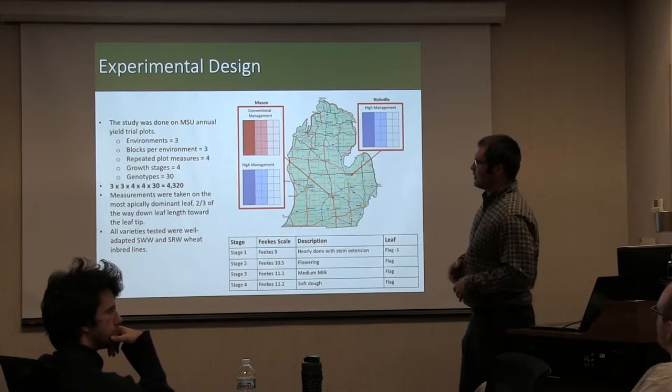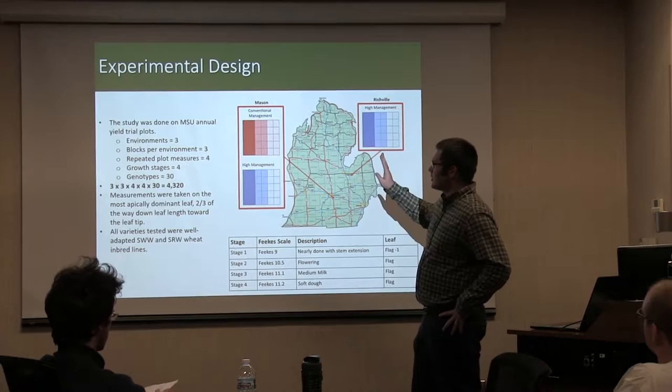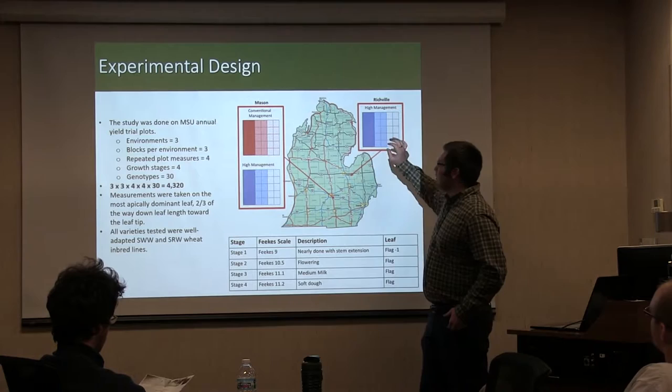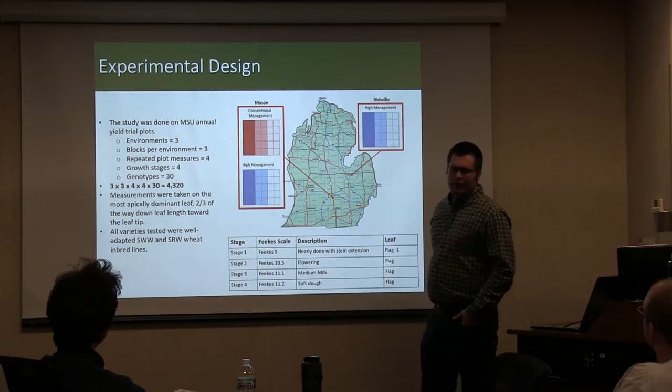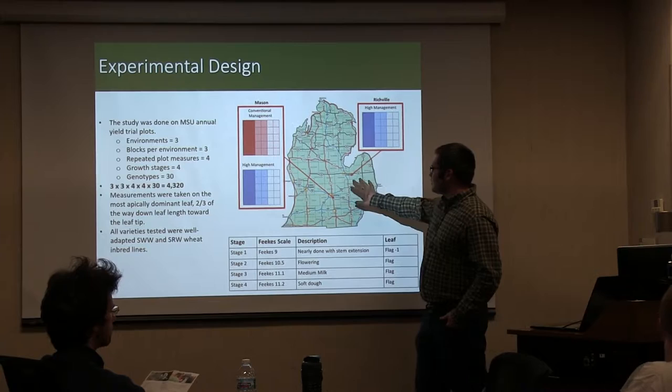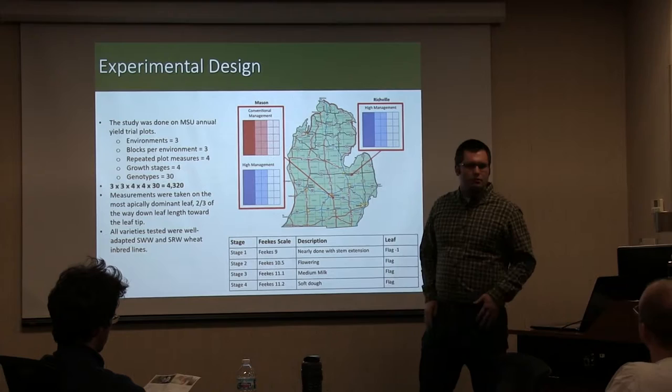So what we did was we chose three environments, which were actually just two locations. One was near campus at the Mason Breeding Farm, and the other was at Richville, which is in a more productive region of Michigan for wheat production. The Thumb is generally considered the highest yielding counties for wheat in Michigan. And so we really wanted an optimal environment versus a mediocre to moderate environment for wheat production.